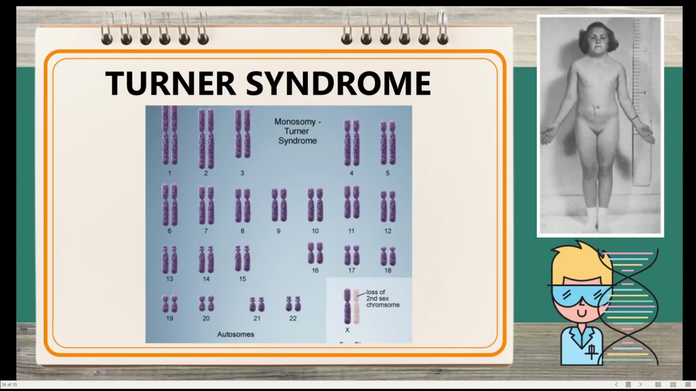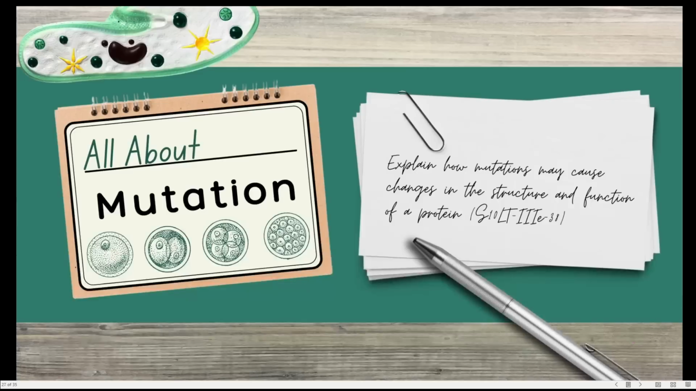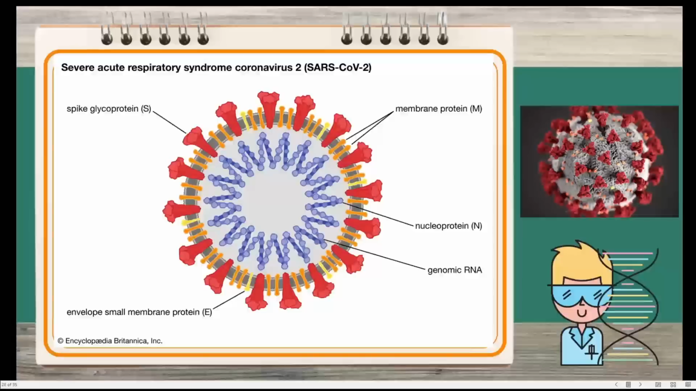So that's all for the types of point mutations and the different genetic disorders that can arise from mutations. Now let's try to relate what we have learned today with the present pandemic that we are experiencing. Everybody is familiar with the SARS-CoV-2 or the Severe Acute Respiratory Syndrome Coronavirus 2. Otherwise, it is commonly known as COVID-19.